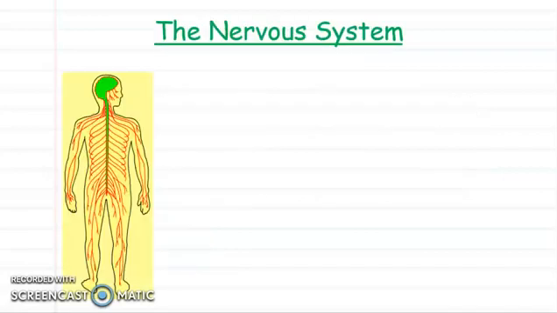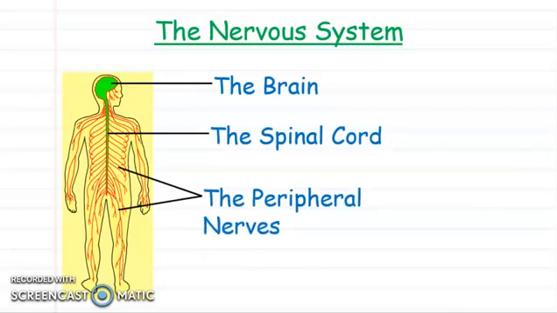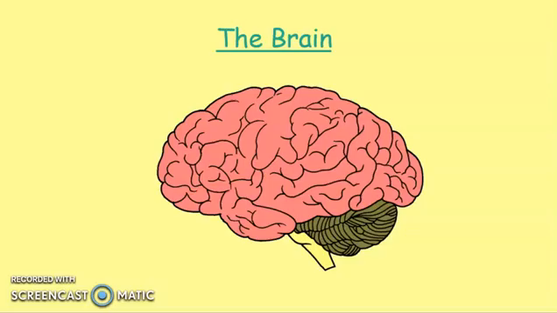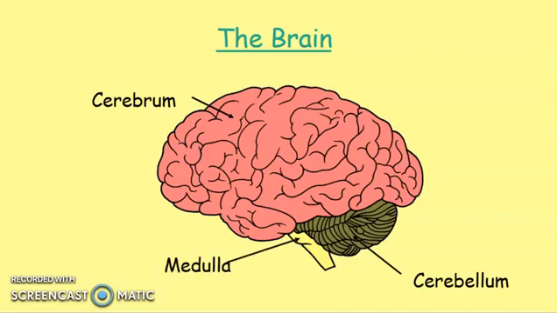If we consider the nervous system first of all, it has three main parts: the brain, the spinal cord, and the peripheral nerves. The brain and the spinal cord together make up the central nervous system. If we look at the brain, the three main parts of the brain are the cerebrum, the cerebellum, and the medulla.